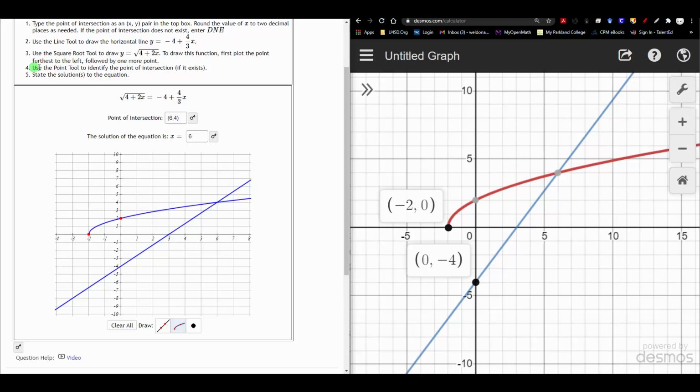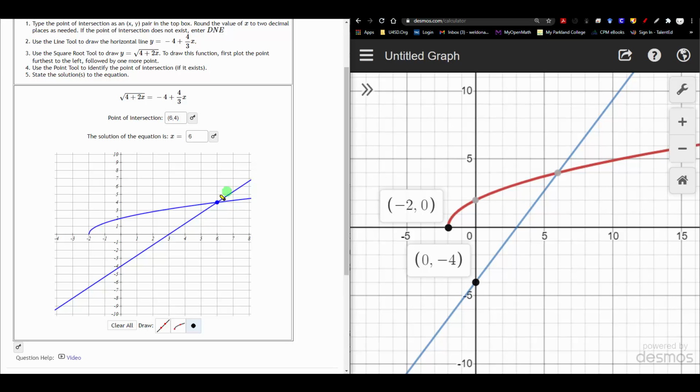And so we're going to go to step 4. It says use the point tool to identify the point of intersection. So this is the point tool down here. So I'm going to click on that, and I'm going to go to my point of intersection, and I'm just going to place a point on the point of intersection. That identifies the point of intersection. All right, and then state our solutions, which we already did, and that would make this problem complete.